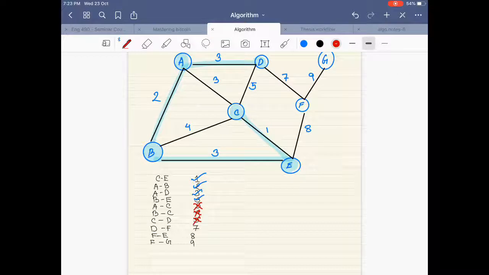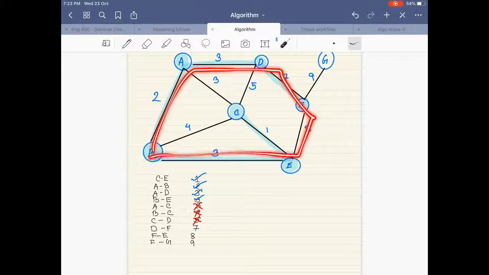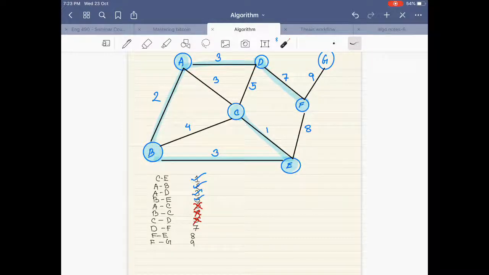So D and F. From D and F, does it create any cycles? No, it doesn't. So we're going to consider this. And F and E. F and E would be creating a cycle. It would look something like this. So I cannot have any cycles, so we're not going to consider F and E. And finally we have F to G. This doesn't create any cycles, right? So we are going to consider this.